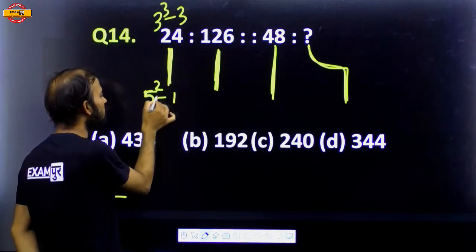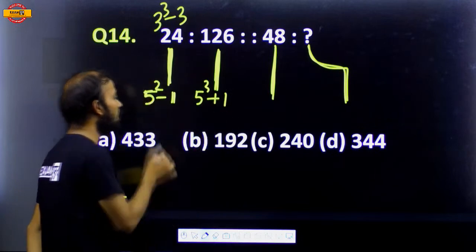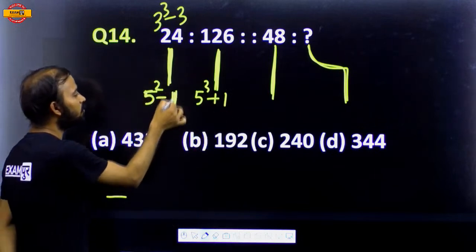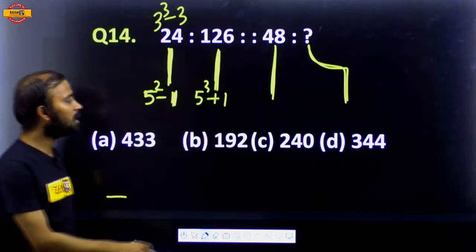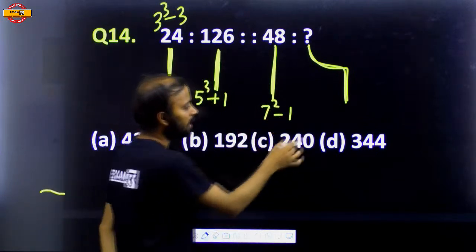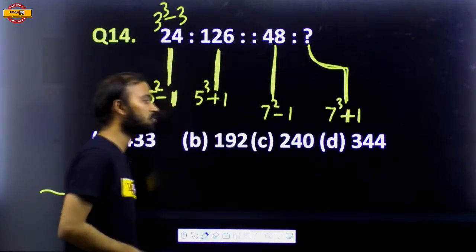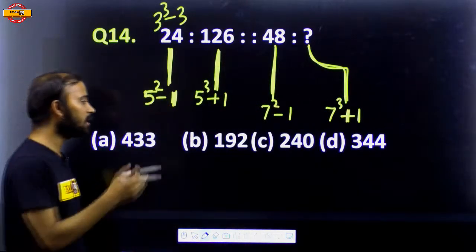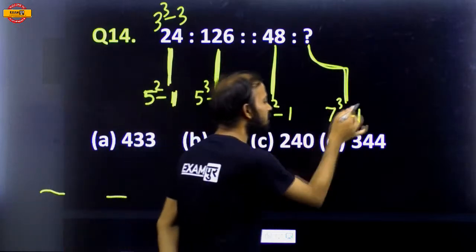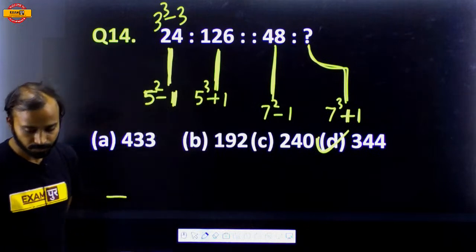5 square minus 1, and the next will be 5 cube plus 1. One is square minus 1, another one is cube plus 1. Similarly, 48 is 7 square minus 1, so the next will be 7 cube plus 1. And 7 cube is 343. 343 plus 1 is 344. So option D will be the answer.